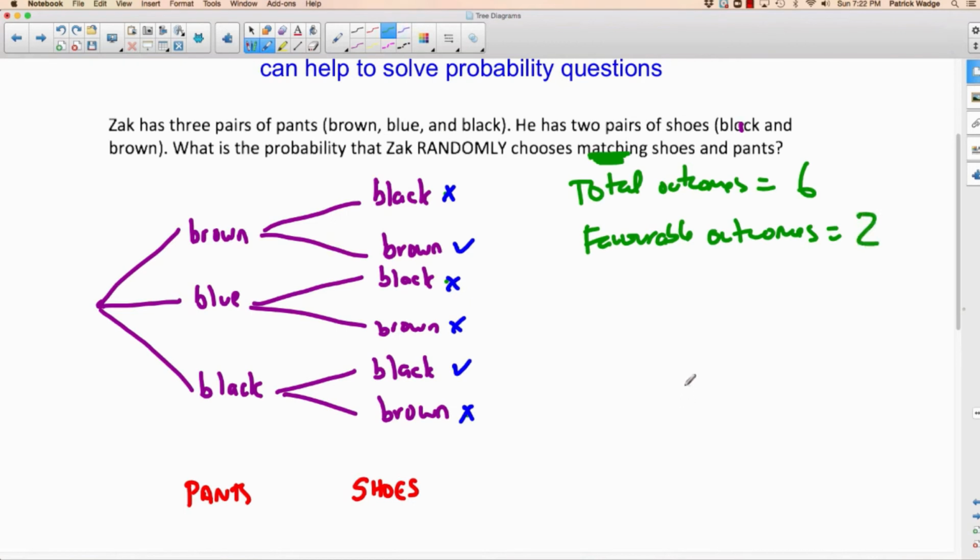Now, you know how to do probability. Probability is equal to favorable outcomes divided by total outcomes. So our probability is 2 out of 6. Of course, you're not going to stop there. You're going to put it in lowest terms, and you get 1 out of 3 is your answer. Okay? Let's do one more of those.